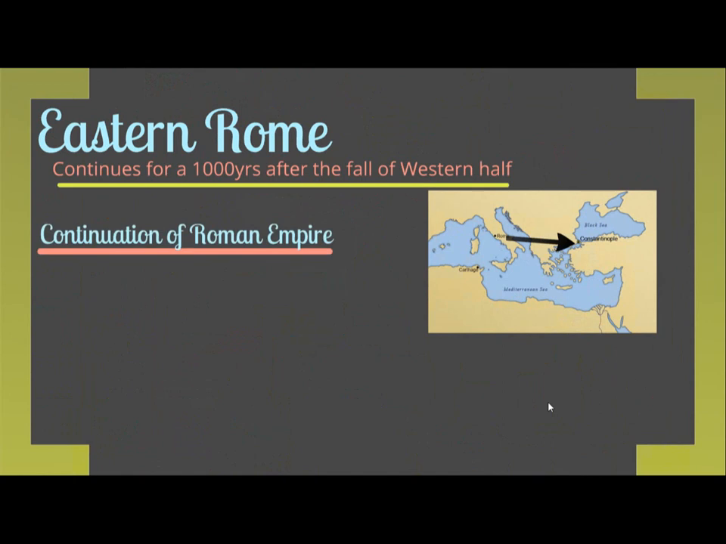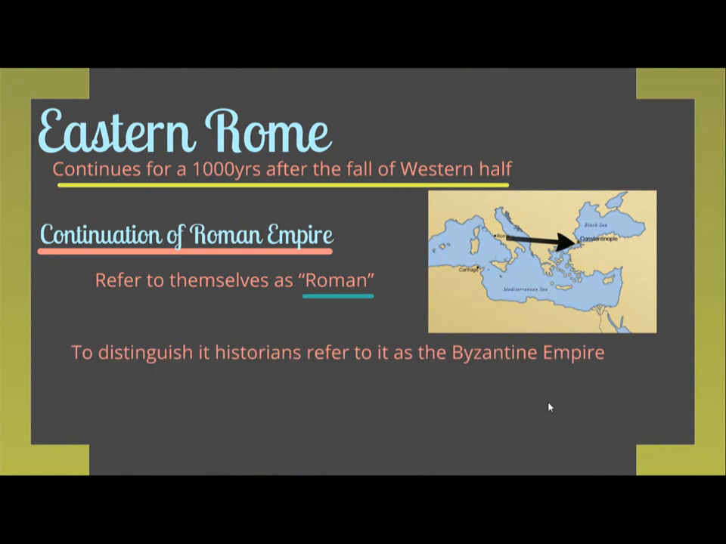Now, the eastern part of the Roman Empire is going to continue to flourish for about 1,000 years after the fall of the western half. It's essentially seen as a continuation of the Roman Empire. The people that live here don't refer to themselves as Byzantines. They consider themselves Romans. And so historians are the ones to use this term Byzantine Empire to distinguish the difference between the East and the West. There's no specific start date to the empire, but we do know that Constantinople is made the capital in 330.